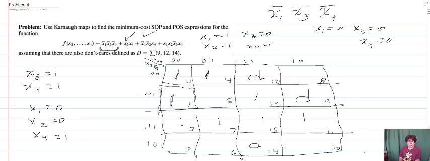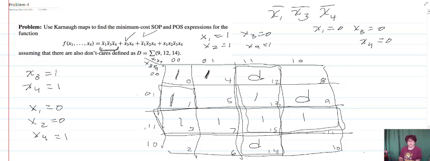So the 4 groups of 4 I see are this one, this one, this one, and this one that wraps around. So those are the 4 groups I see. Now I'm only going to need the ones that include something that none of the others include.